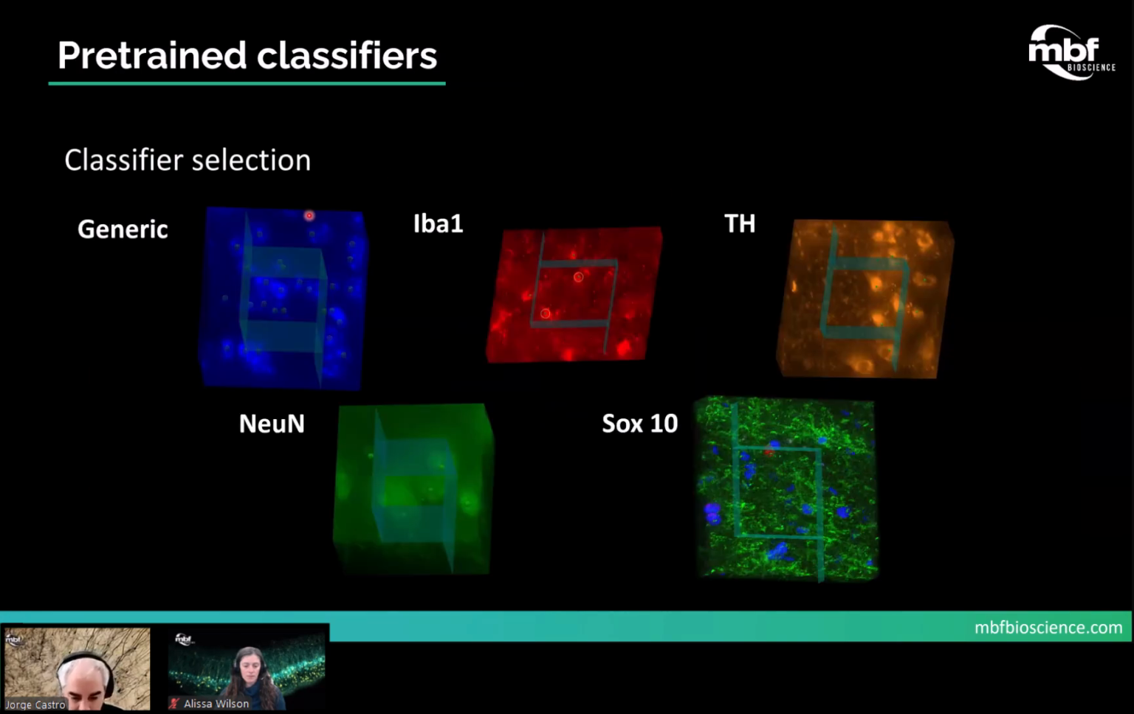So the first element are the pre-trained classifiers. We have a wide variety of classifiers from generic, basic round shape objects with no very distinct features, to very specific for a particular stain or cell type. For example, distinctive somatic only stain like in TH, or more punctuated and with a particular shape like microglia here with IBA1. In any case, we are very open and eager to add more classifiers.